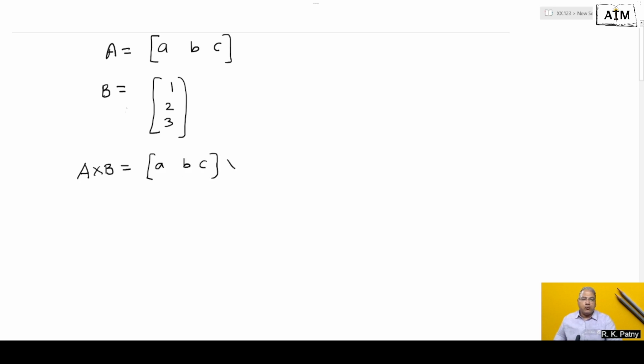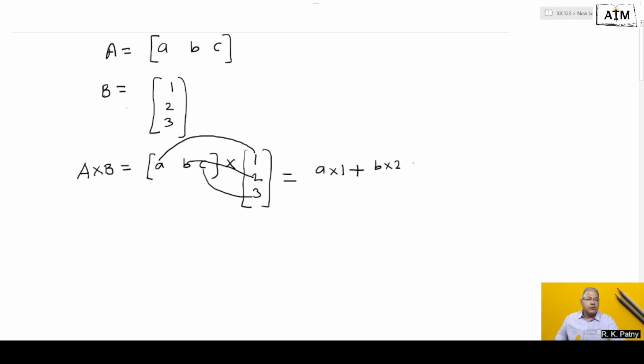Here I am going to give you the logic of multiplication. 1, 2, 3. So what you have to do? You have to multiply. A is multiplied to 1, B is multiplied to 2, and C is multiplied to 3. That is A into 1, plus B into 2, plus C into 3. This is the result of multiplication of A into B.